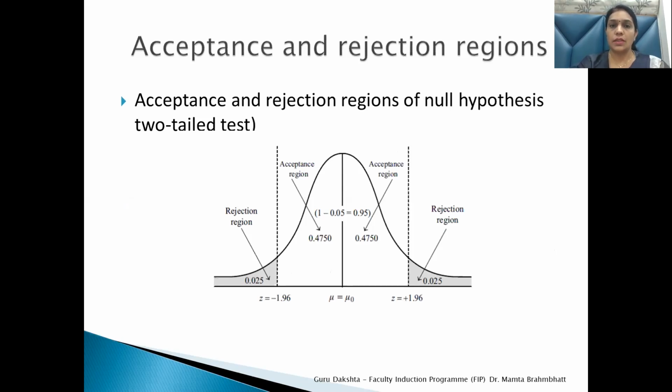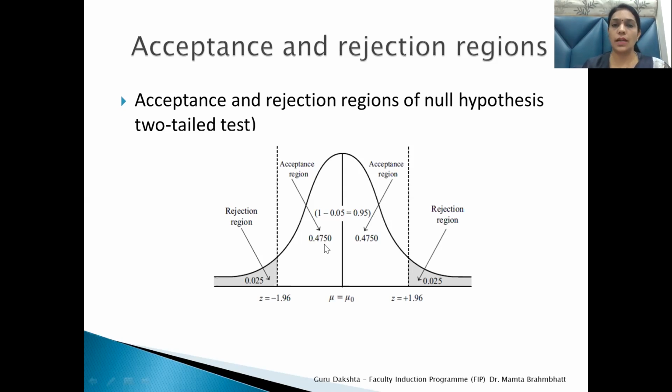Take this example. This shows the acceptance and rejection areas of the null hypothesis under the two-tailed distribution. So this is the normal distribution curve. I am assuming that the level of significance is 5%. So this entire left hand side area is 50%, this right hand side area is 50%. This 50 and this 50 make 1, so probability ranges between 0 and 1. On left hand side, it is 50% of observations, on right hand side, it is 50%.